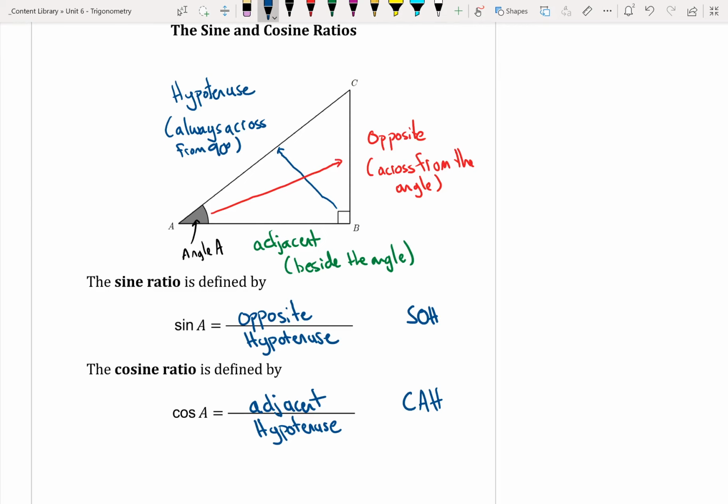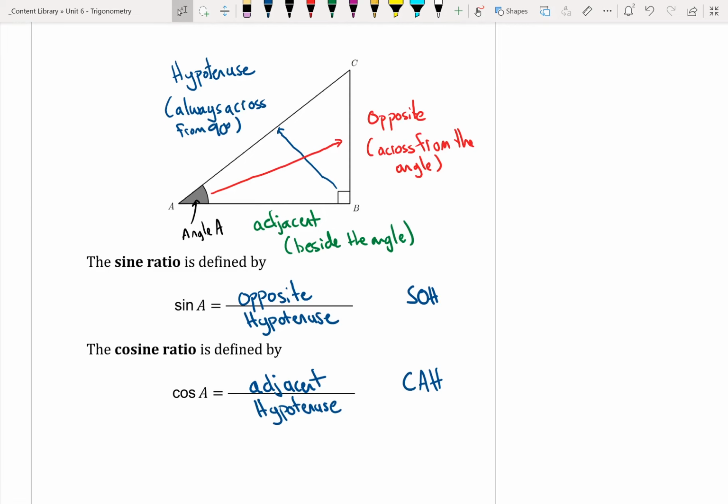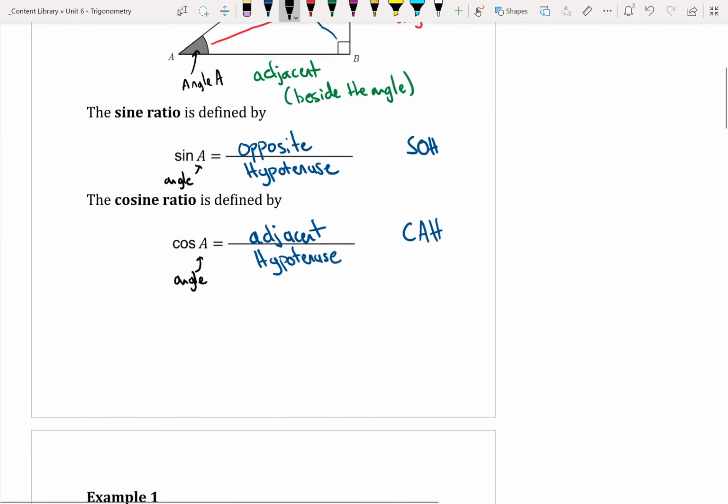Again, remember that this A here is just an angle. Same with up here, A just refers to an angle. So those are what our ratios are, and we'll look at how we can use that, or how it's used.